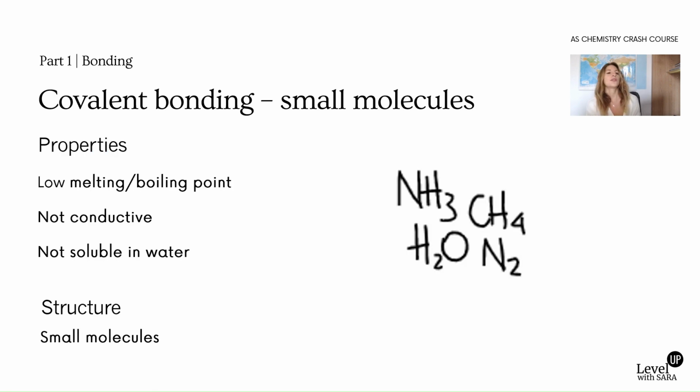Let's look at the properties. Those that we've seen so far, carbon dioxide, ammonia, are all small molecules. Other examples are water, methane, even diatomic elements like nitrogen, oxygen, fluorine. They're small molecules, so they're covalently bonded because they're non-metals, but they have these properties: low melting and boiling point, not conductive, not soluble. Low melting and boiling point is due to the intermolecular forces. We will mention that in a moment.